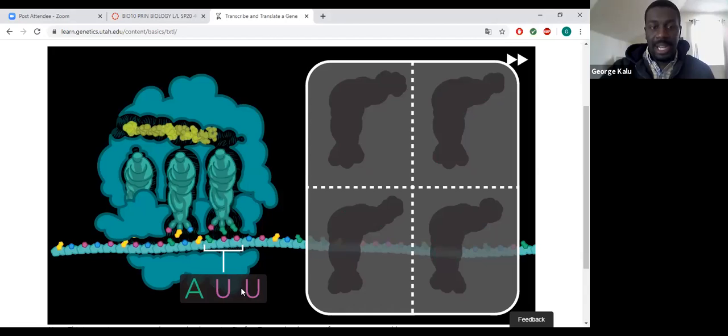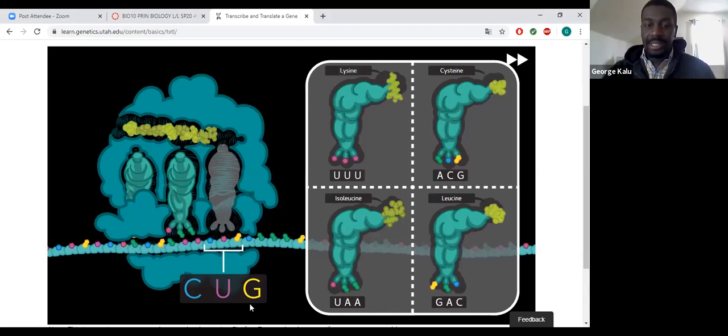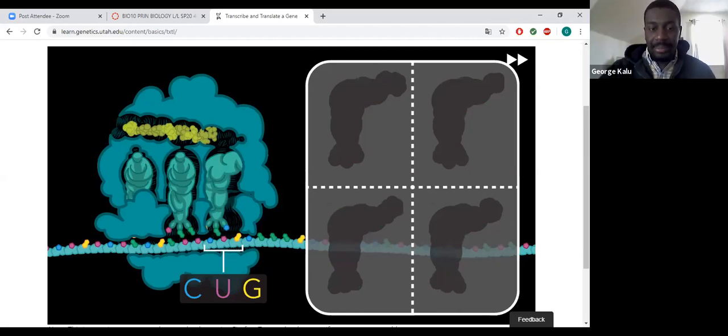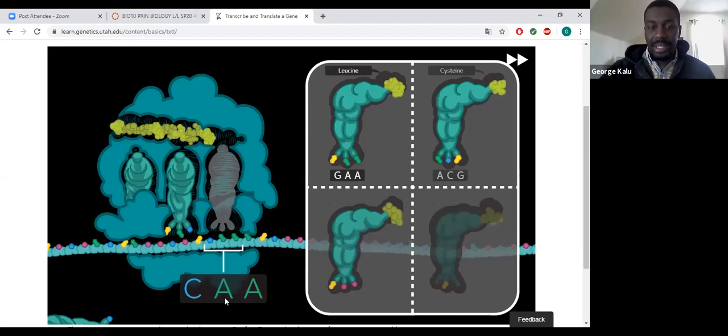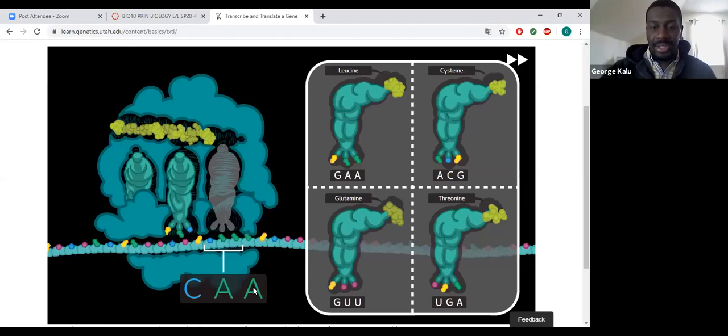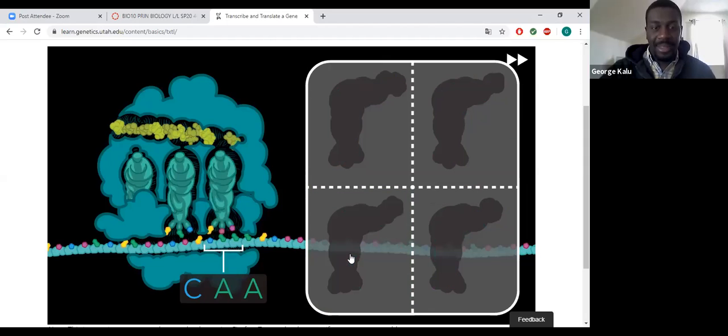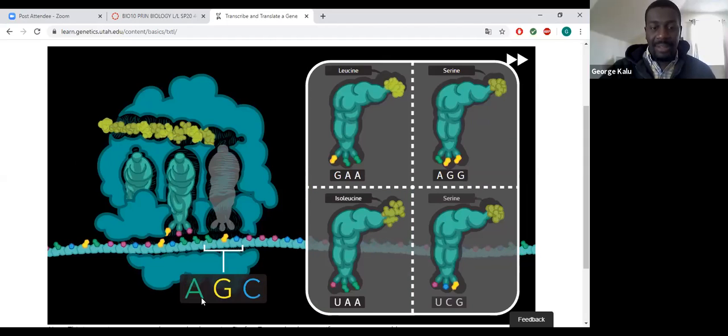Now we have CUG. So what are we looking for here? Right, we have GAC, which carries leucine. Good. Now we have CAA. So we need GUU, perfect. Good job, Brianna. Cool. And now we have AGC.